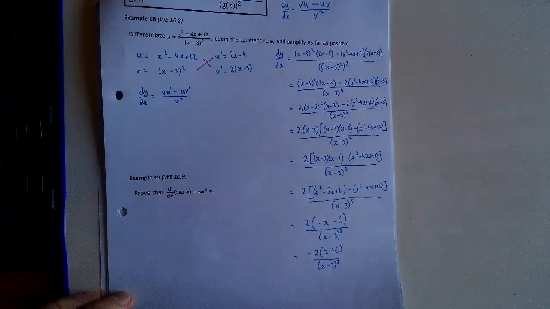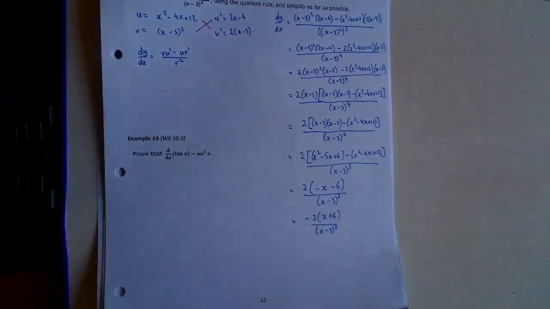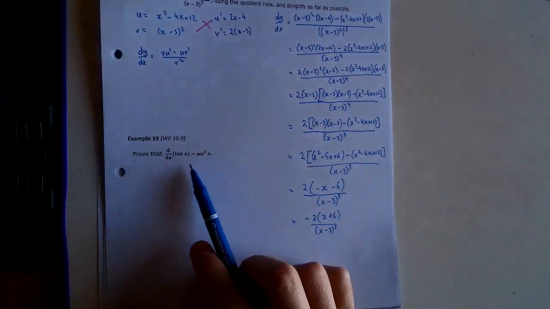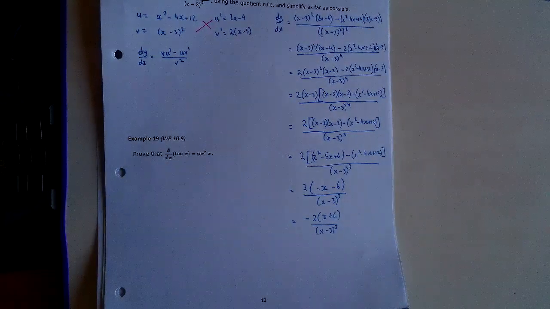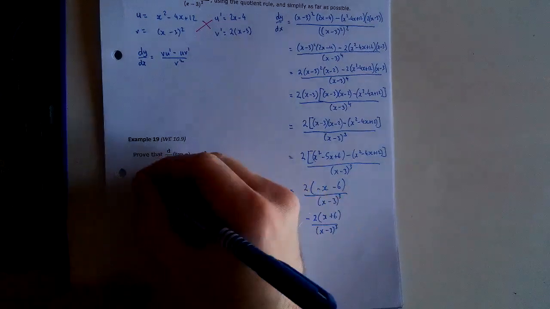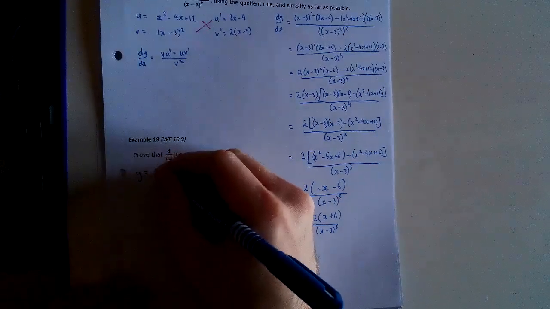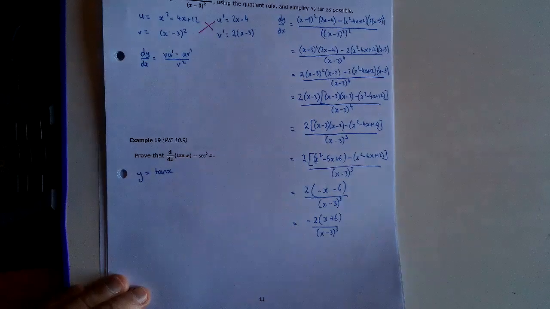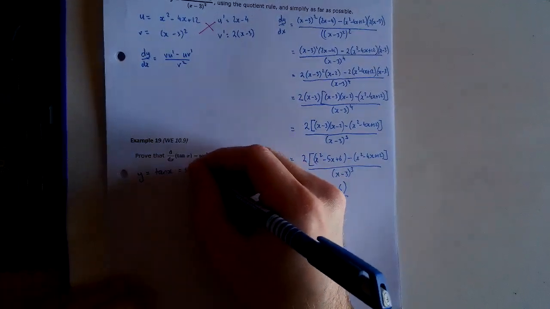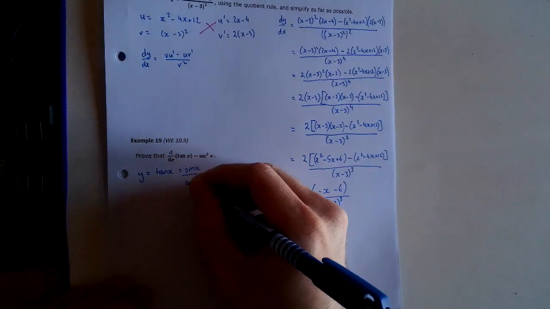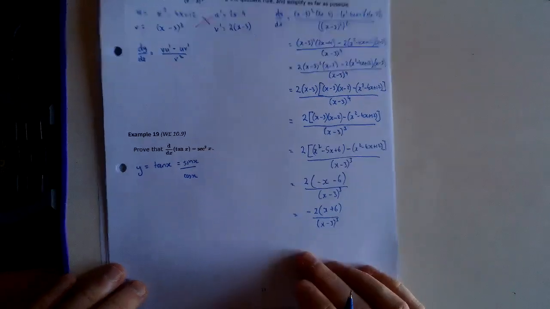Okay, example 19. Luckily, we don't need much space for this. So you're given in the formula booklet that tan x differentiates to sec squared x. Now we're going to prove it. Well, to prove it, let's start by writing y equals tan x and think what tan x is. Well, it's sine x over cos x. So it's a quotient, so we can use the quotient rule.